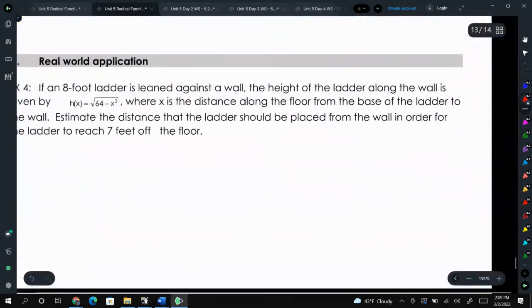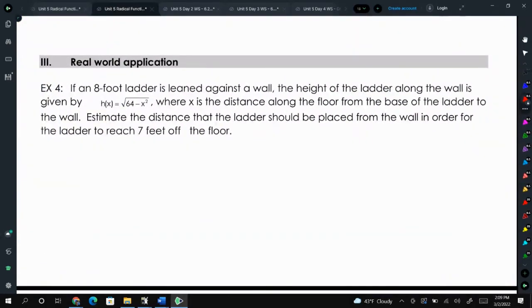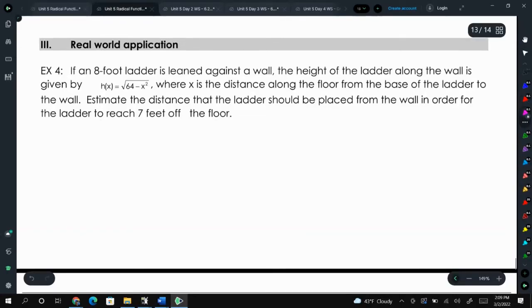All right, the word problem here. If an 8-foot ladder is leaned against the wall, the height of the ladder along the wall is given by that equation, where x is the distance along the floor from the base of the ladder to the wall. Estimate the distance that the ladder should be placed from the wall in order for the ladder to be 7 feet off the floor. So let's draw a picture of what this looks like.